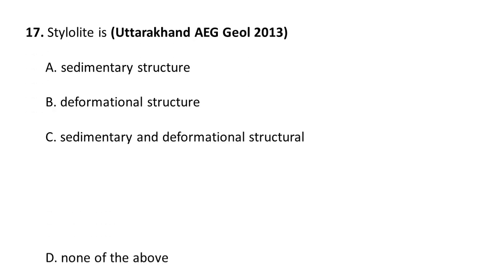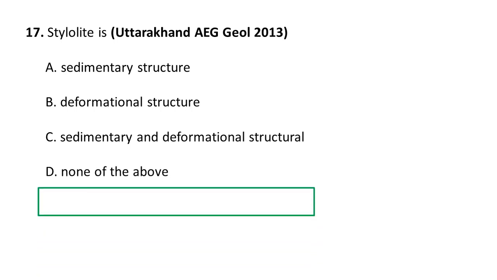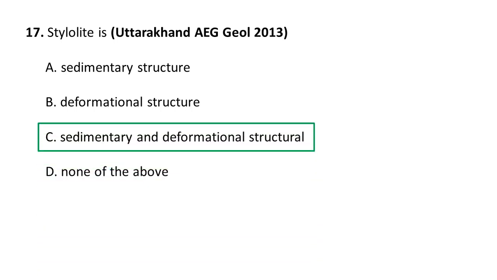Next question. What is a stylolite? A, a sedimentary structure; B, a deformational structure; C, both sedimentary and deformational structure; and D, none of the above. Stylolites are known as secondary sedimentary structures that are both sedimentary and deformational. C is the correct option.